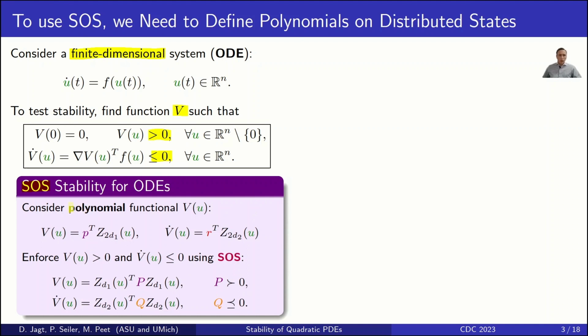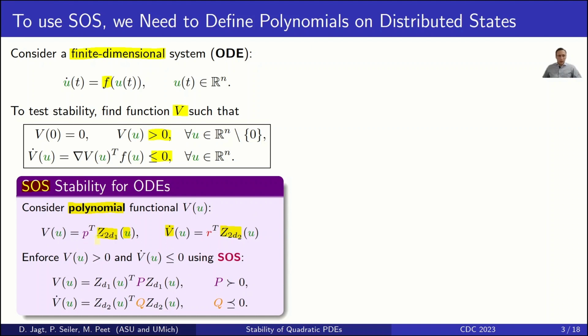In particular, we can look for a polynomial Lyapunov function, so that we can represent this function in terms of a monomial basis Z on our vector u. Now then, if the vector field f here is polynomial as well, the derivative of this function V along solutions to the system will be polynomial, and therefore can also be expressed in terms of this monomial basis Z.